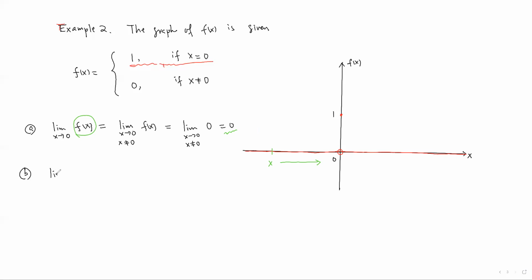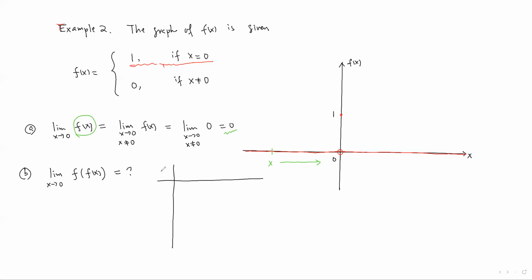Can you tell this limit? X approaches 0, the both-sided limit of f of f of x. Now this time, it is not easy to see the limit from the diagram. How to solve this problem? I suggest using a table. Draw a table.